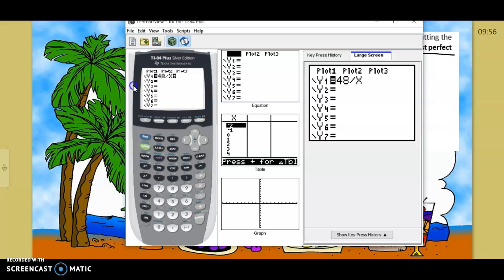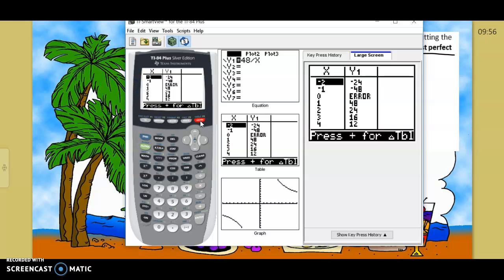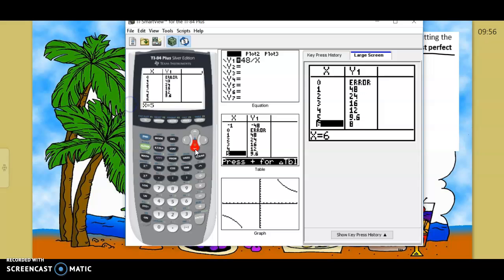So second and graph. Now, we're not going to look at anything that's negative, so let's just look to the positives. And I'm going to scroll down here till I get to the ones that I want to try to work with. So 1 and 48, 2 and 24, 3 and 16, 4 and 12, 5 and 9.6, 6 and 8. Which one of those factors do you see a perfect square in? See a perfect square out of any of those?